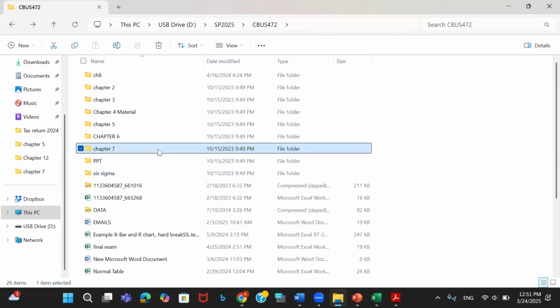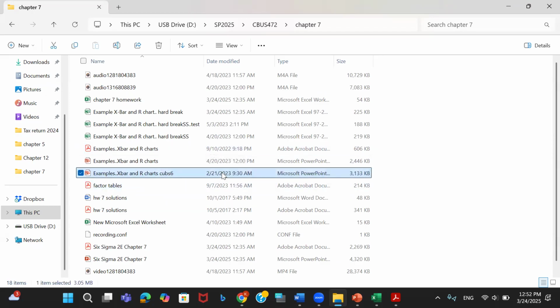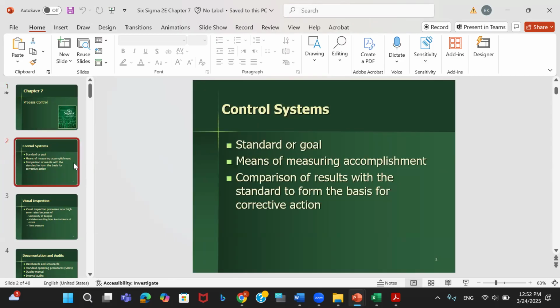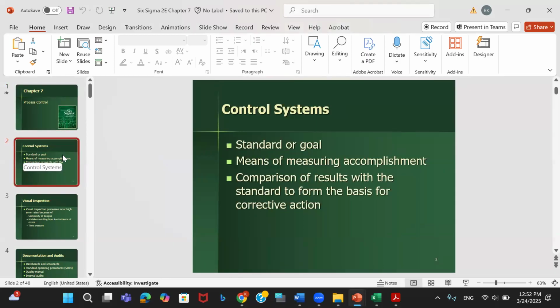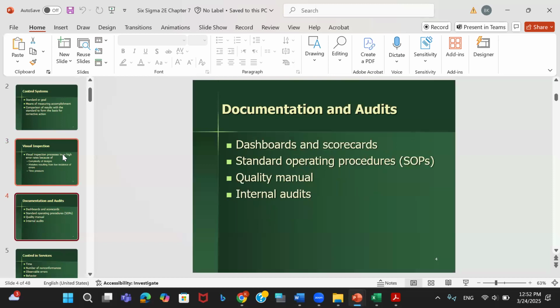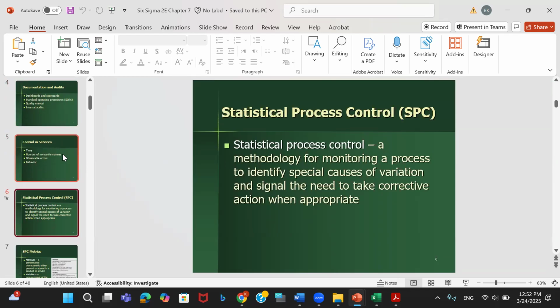We will have another meeting, talk about chapter 7, process control. If you took statistics or operations management, you should be familiar with process control, how to control a process, visual inspection, complex of design, different methods used to control a process.